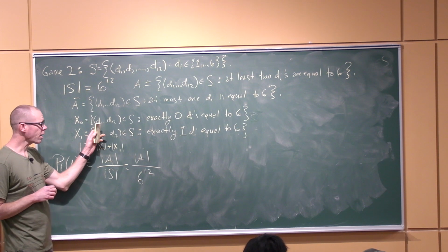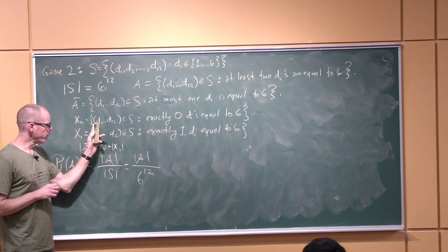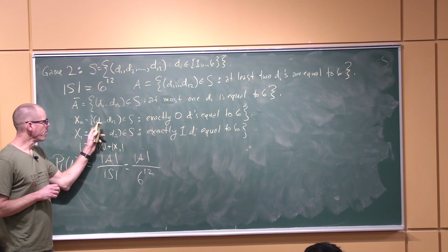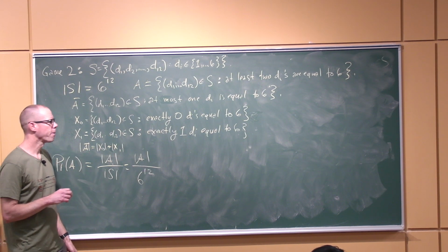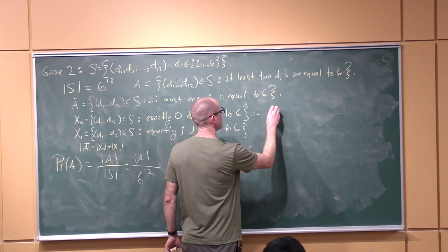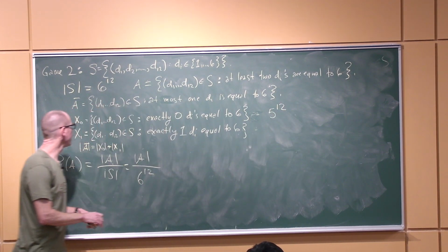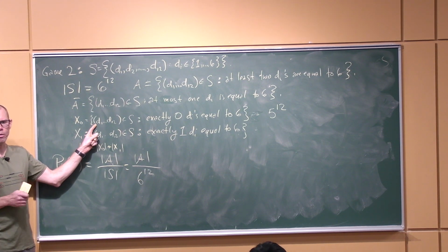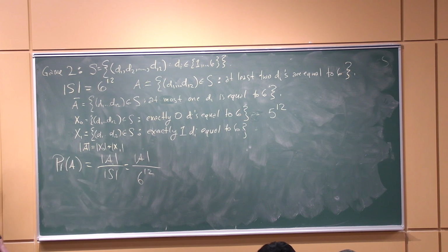Pick 12 numbers between 1 and 6, 12 integers from 1 through 6, but I'm not allowed to pick any 6s. How many ways are there to do that? So there are 5 to the 12 ways because I only have 5 choices for the first one. I'm not allowed to pick any 6s. 5 choices for the second, 5 choices for the third, and so on. What about x1?